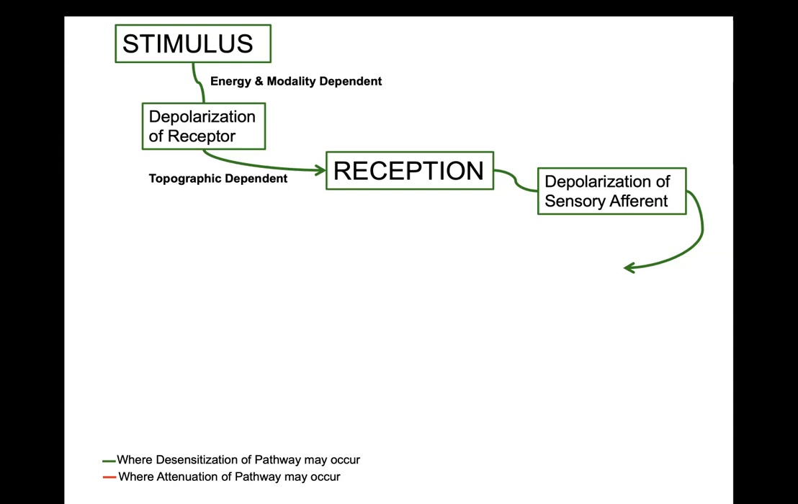Based on the amount of stimulation taking place within this pathway, we can have a desensitization to the information. That is where the receptor or the afferent neuron itself will no longer send the action potential necessary for the information to be sent from the receptor to the cerebral cortex.